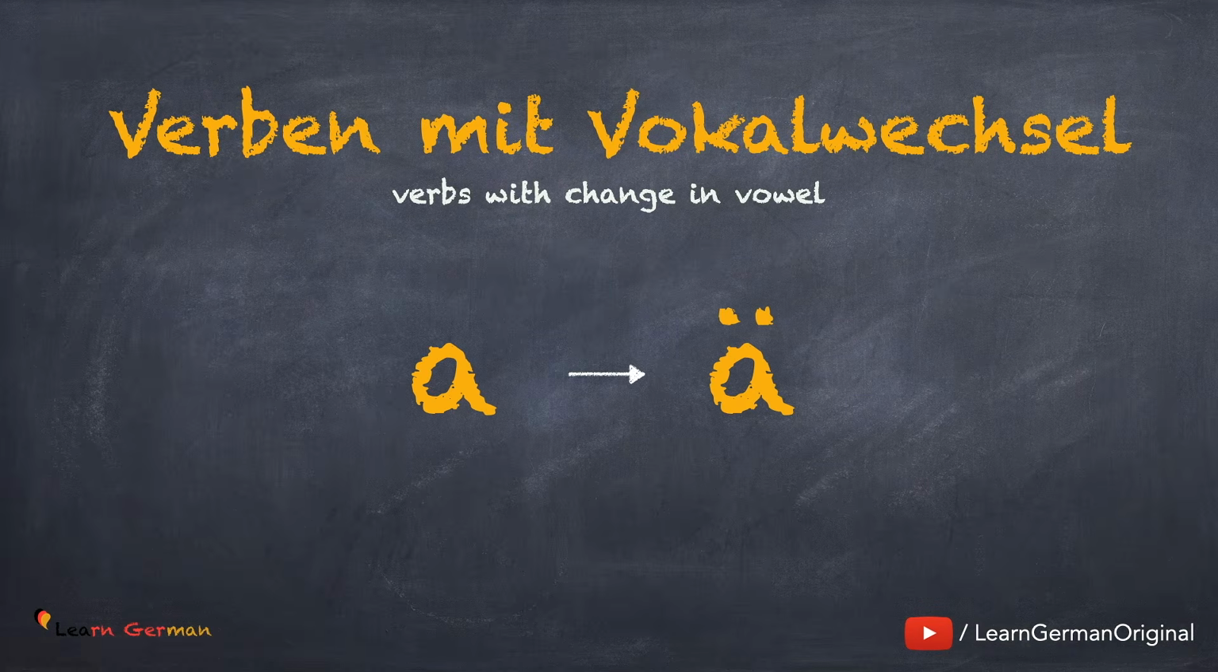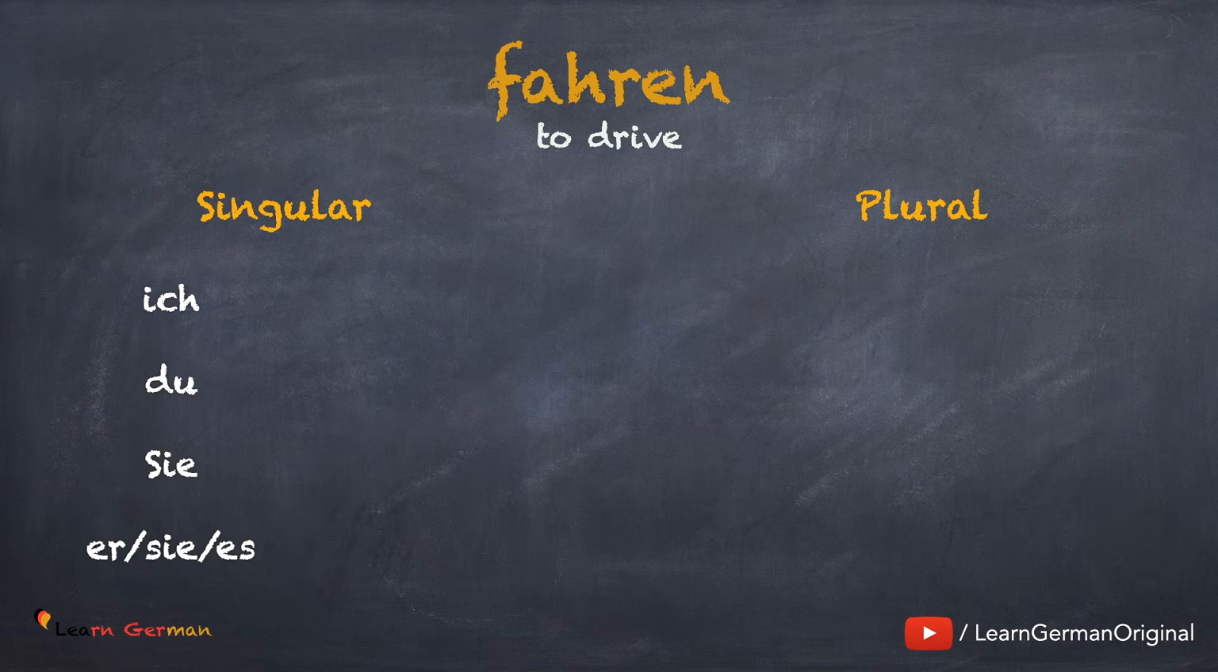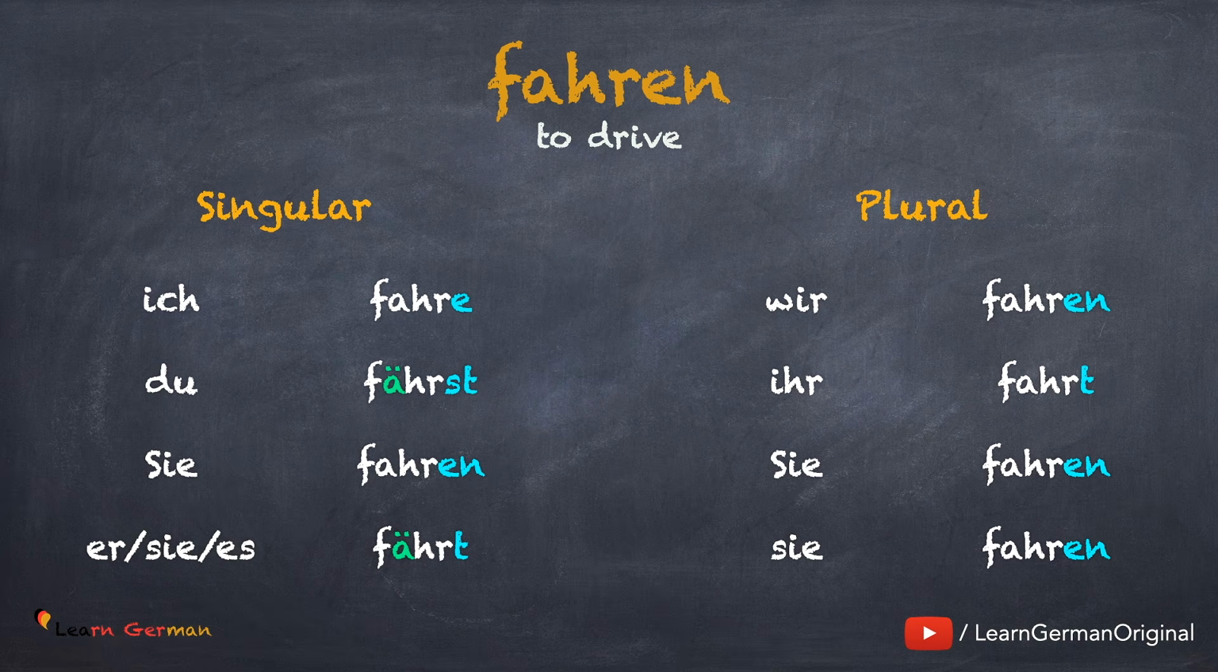Verben mit Vokalwechsel A in Ä. The first verb is fahren. Ich fahre. Du fährst. Sie fahren. Er, sie, es fährt. Wir fahren. Ihr fahrt. Sie fahren.